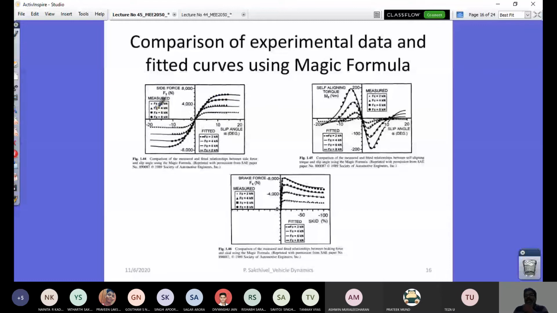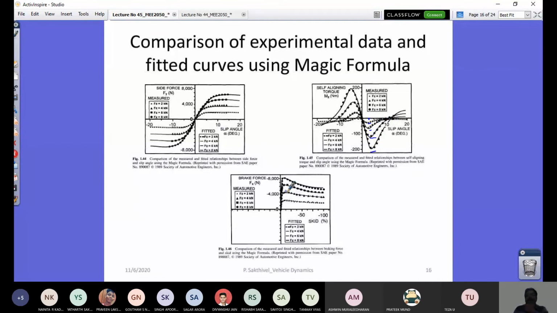And you see here the self-aligning torque. Self-aligning torque increases and then it decreases again. After this, it's decreasing because your pneumatic trail is going to be zero at that particular slip angle. So you should have a slip angle so that you would be able to have the advantage of arriving at the maximum values of self-aligning torque as well.